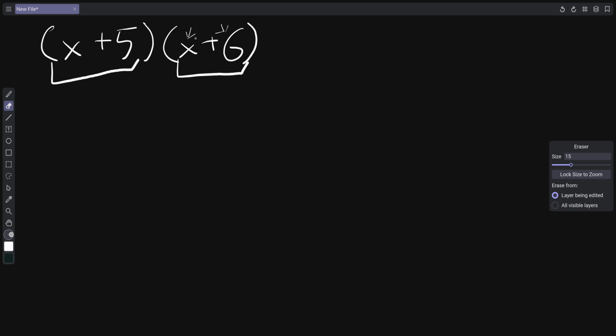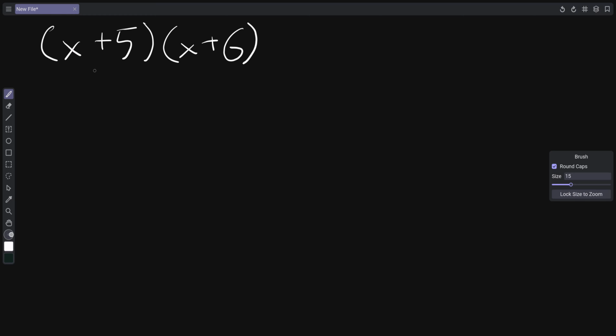You may know from the order of operations that you're supposed to do what's in the parentheses first when you are simplifying, but since we can't directly add x and 5 and we can't directly add x and 6, we can't really simplify it by doing that. But there is a method we could use, and this method is understood through the acronym FOIL. So I'm going to write the letters F, O, I, and L on the side of the screen.